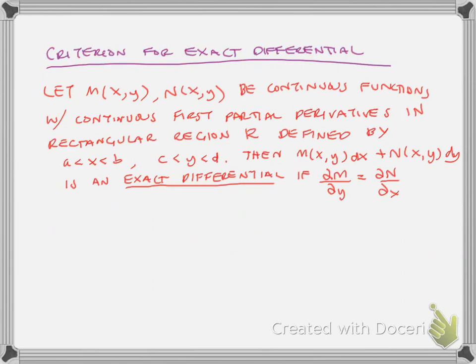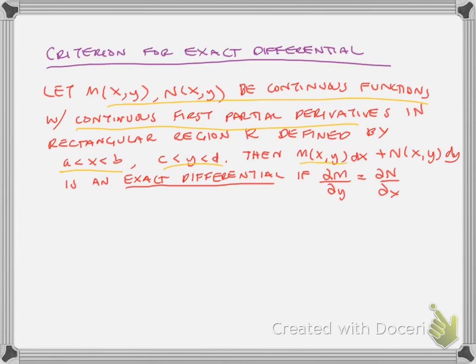So we have what we call this nice criterion for exact differential. It tells us that if we have functions M of x, y and N of x, y, and these are continuous functions with continuous first partial derivatives in some region. It doesn't have to be on the entire domain from negative infinity to infinity, but on some rectangular region, where x is between a and b and y is between c and d, then it's continuous and its partial derivatives are continuous.